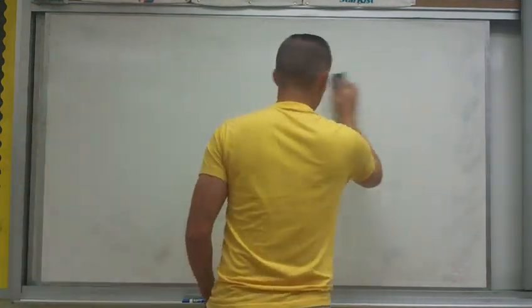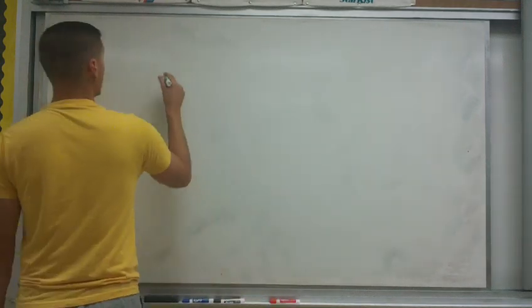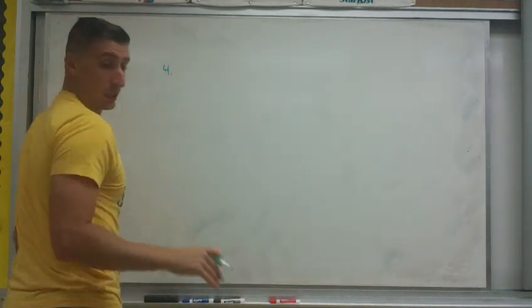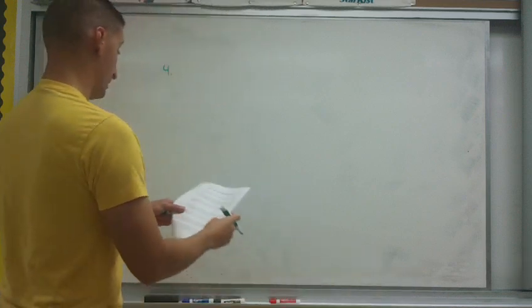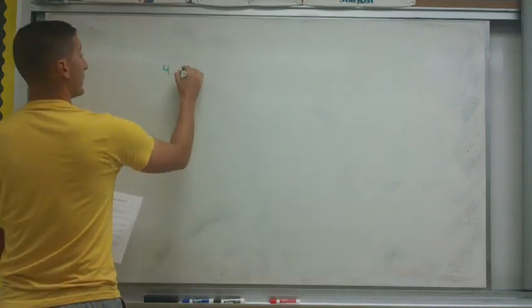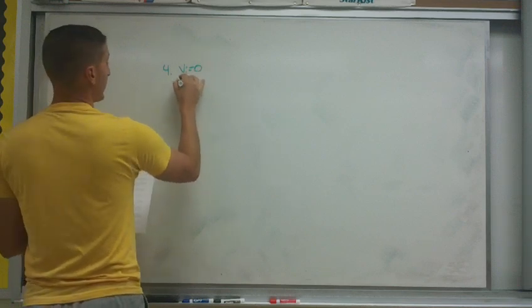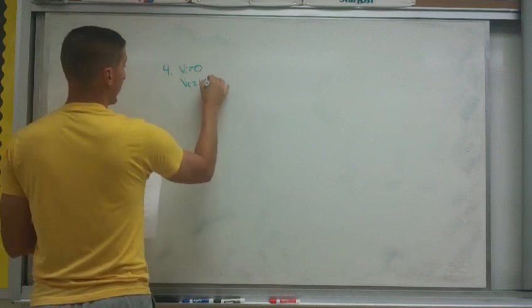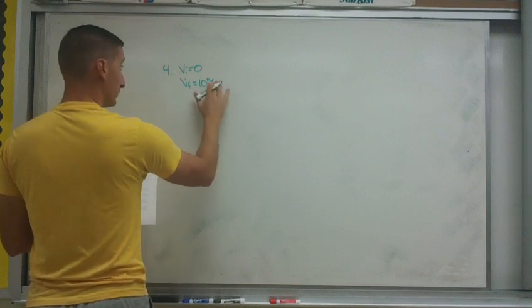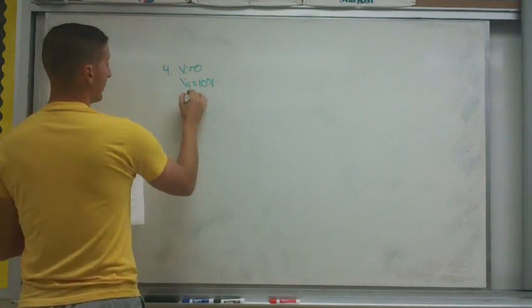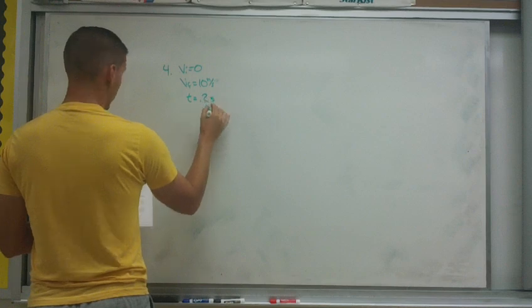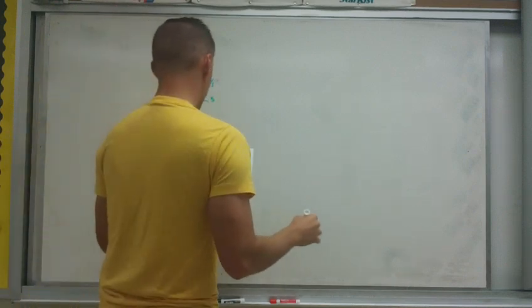Number 4. Let me see what it says. It says from rest, so I know VI is 0. It says to a speed of 10 meters per second, so VF is 10 meters per second. Time is 0.2 seconds. So I'm going to list my force ones over here.